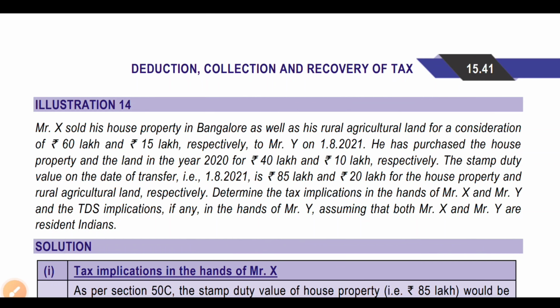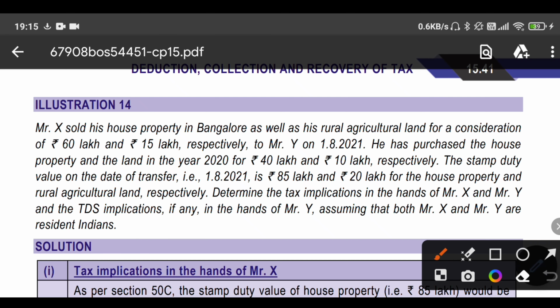Next, illustration 14. Mr. X sold his house property in Bangalore as well as rural agriculture land for a consideration of 60 lakh and 15 lakh respectively to Mr. Y. Dates are important, so 1st August 2021. He has purchased the property and the land for 40 lakhs and 10 lakh. So this will be the cost of acquisition, right?